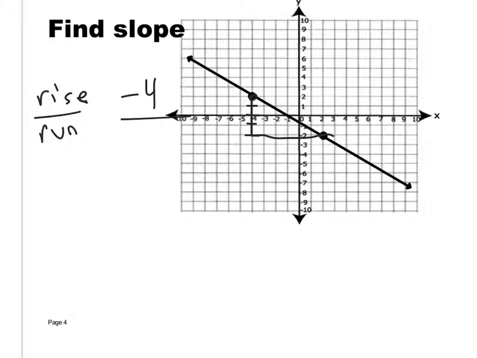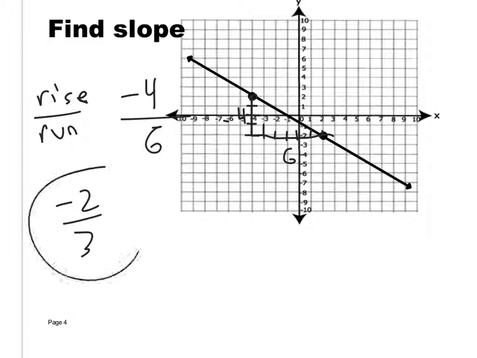Your run, we always think to the right because we want to keep it positive. So it went 1, 2, 3, 4, 5, 6. So it went down 4 over 6, which reduces to negative 2/3. That is your slope, negative 2/3. What you have to realize is that if it's a negative slope, it's always going down and to the right.